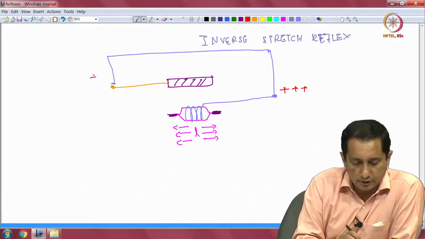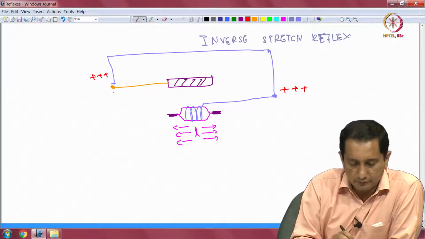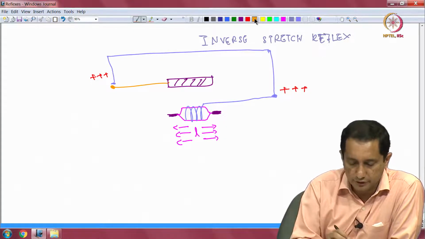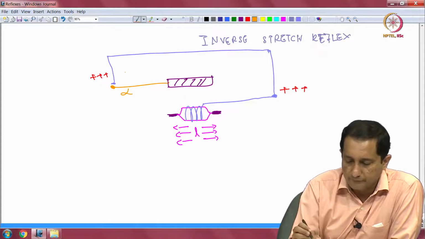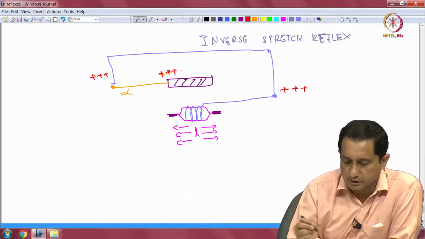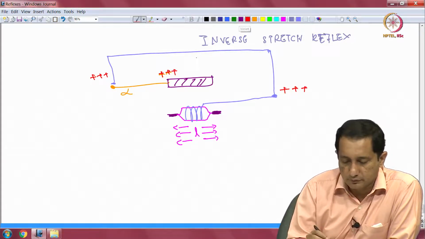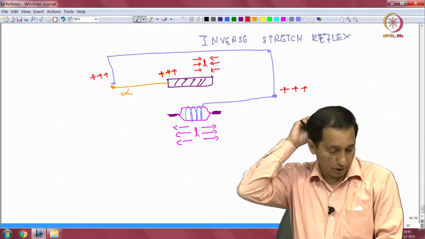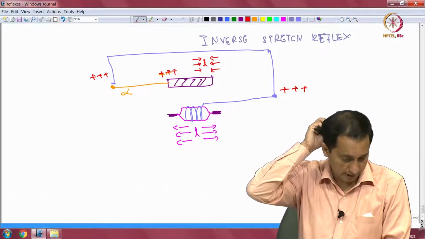That in turn would cause increased activation of this alpha motor neuron, this is the alpha motor neuron, and that in turn causes plus plus plus plus, and that would cause pathological reduction in length of the muscle. Pathological in the sense of disease. So, how do you counter that? Is there any mechanism to do that?